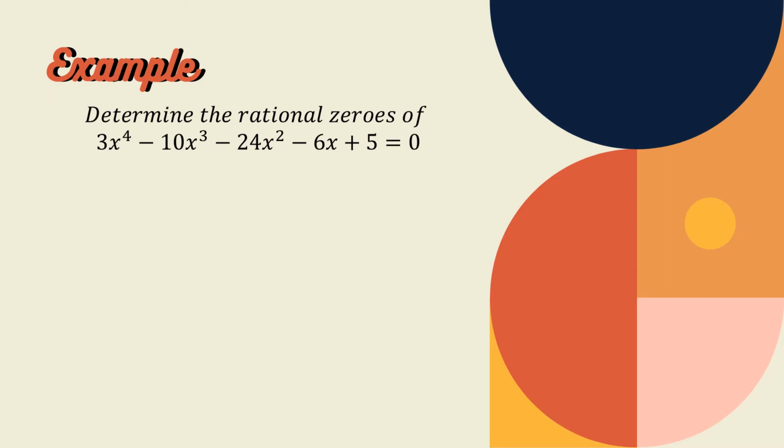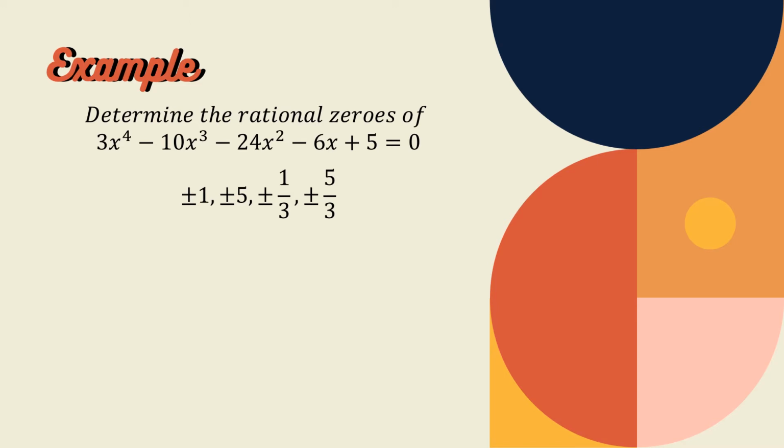So let's start with our example. We have to determine the rational zeros of 3x raised to the 4th power minus 10x cubed minus 24x squared minus 6x plus 5 is equal to 0. So the possible roots are positive negative 1, positive negative 5, positive negative 1/3, and positive negative 5 over 3.